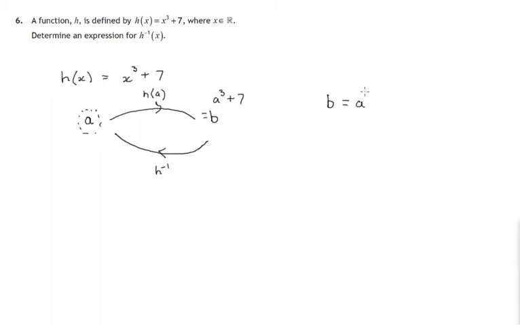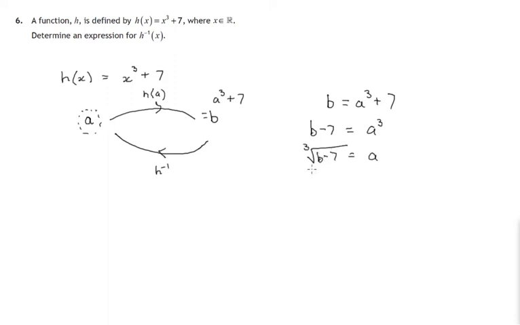So far we've got this, and we want to know what we do to b to get a on its own. Let's take 7 from both sides. We're really changing the subject of the formula here. And to undo a cubed, we would find the cube root of both sides.